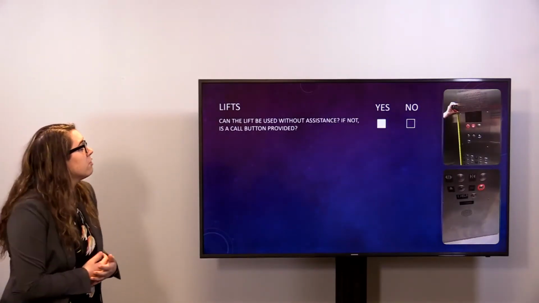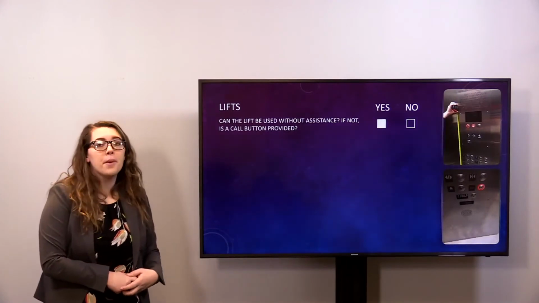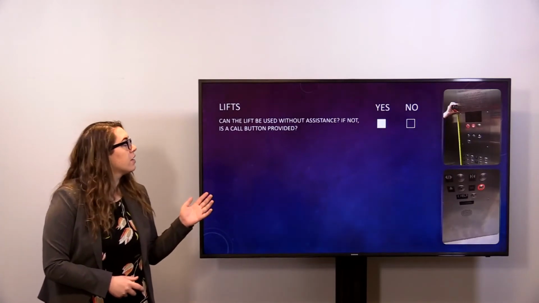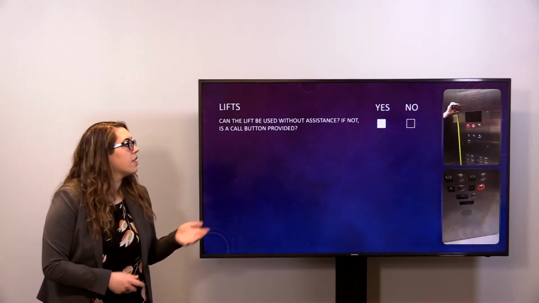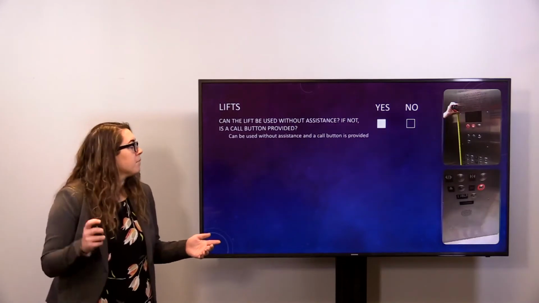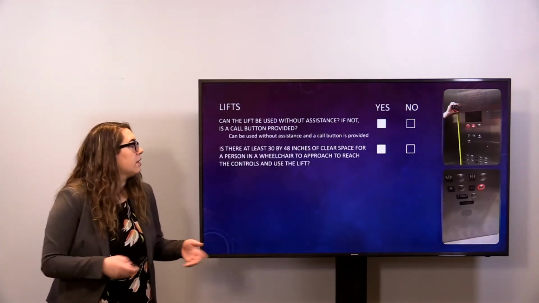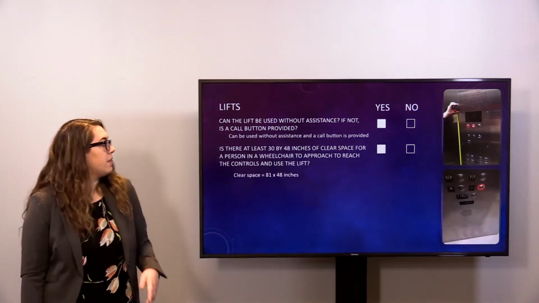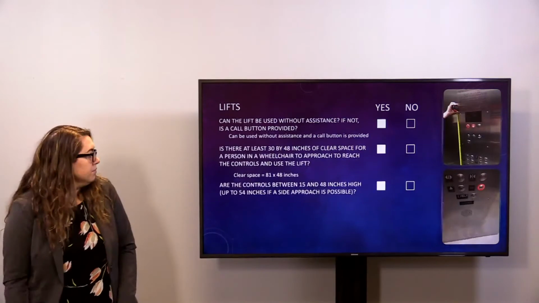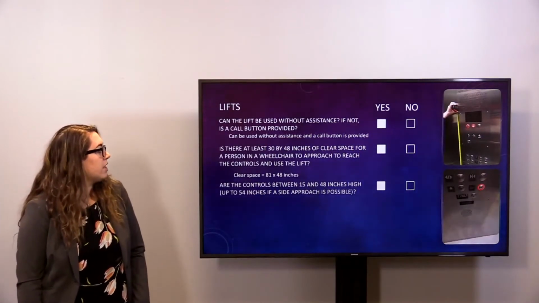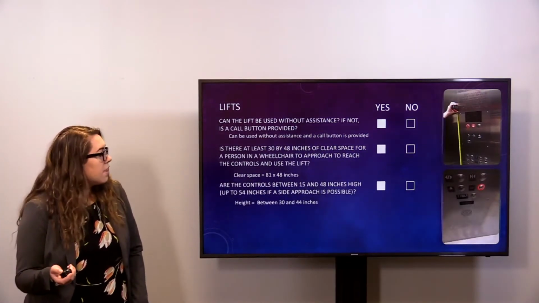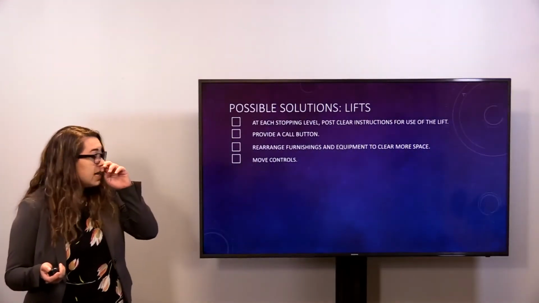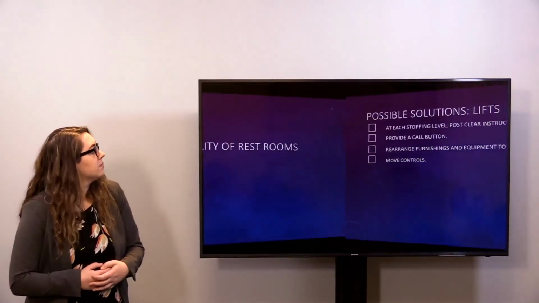Can the lift be used without assistance? If not, is there a call button provided? And there's both braille and numbers and everything on here, so it can be used without assistance, and there is a call button provided as well, though. Is there at least a clear space of 30 by 48 inches? The clear space was measured to be 81 by 48 inches. Are the controls between 15 and 48 inches high? They're between 30 and 44 inches. So yet again, there are no barriers for the lifts.